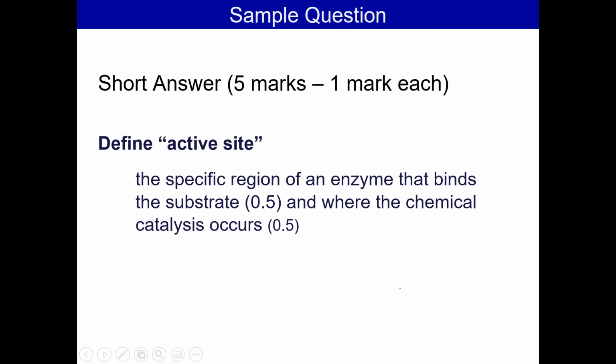Usually these kinds of questions I make worth 1 mark, thinking half a mark for this and half a mark for that. In this case, it says here, the region of an enzyme that binds a substrate. And that's not just binding the substrate, but there's also catalysis occurring there. Some of these questions, you can throw in examples that will help with your answer, but make sure you have a complete thought, not just something simple.